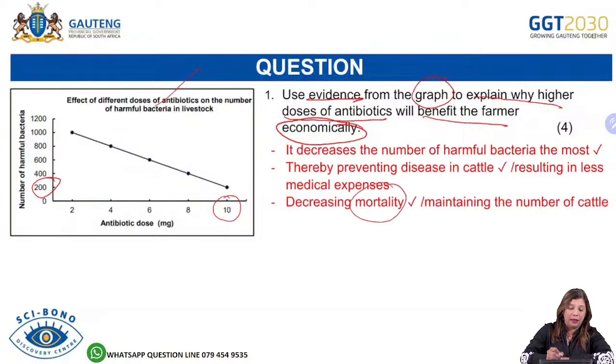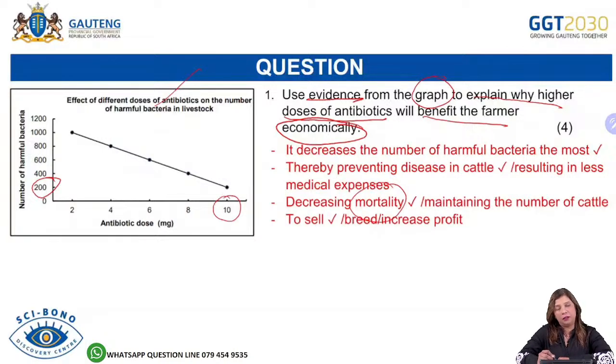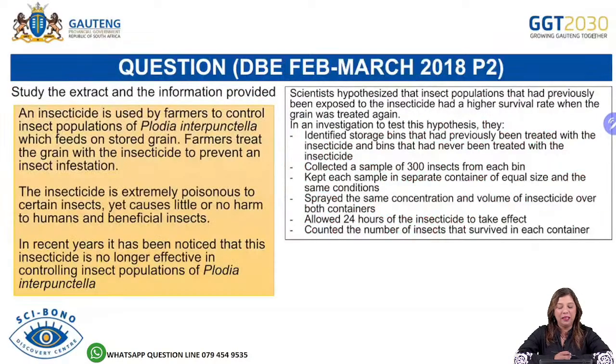If the livestock dies, he's not going to get any money for them. Maintaining the number of cattle means that if they don't die, the number will be maintained to sell and to breed and to increase profit, because it's all about the money, hey? Right. So do you see how we can get a question like this?